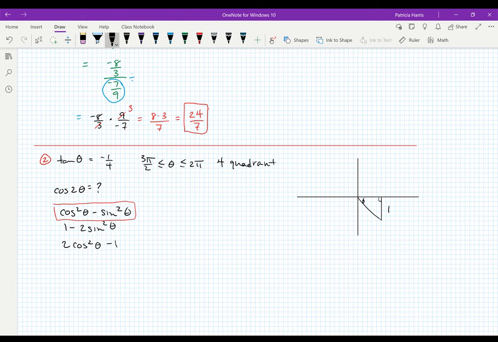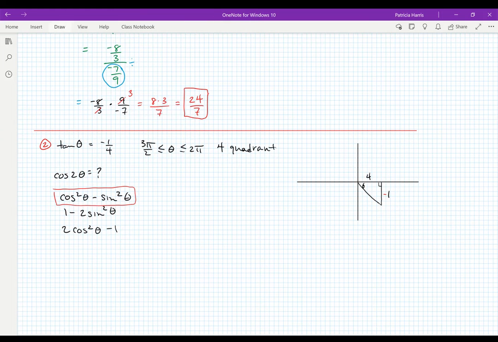So opposite over adjacent. Now, since the opposite side is going downward, that is where the negative lives. So -1. So now I'm going to find the hypotenuse so I can find sine and cosine. To find the hypotenuse, I'm going to use my old friend, Pythagoras.